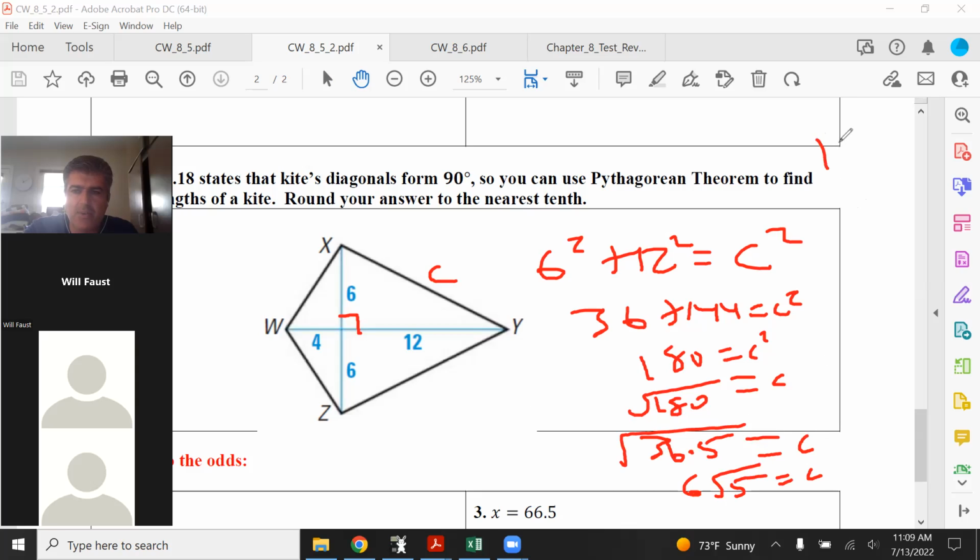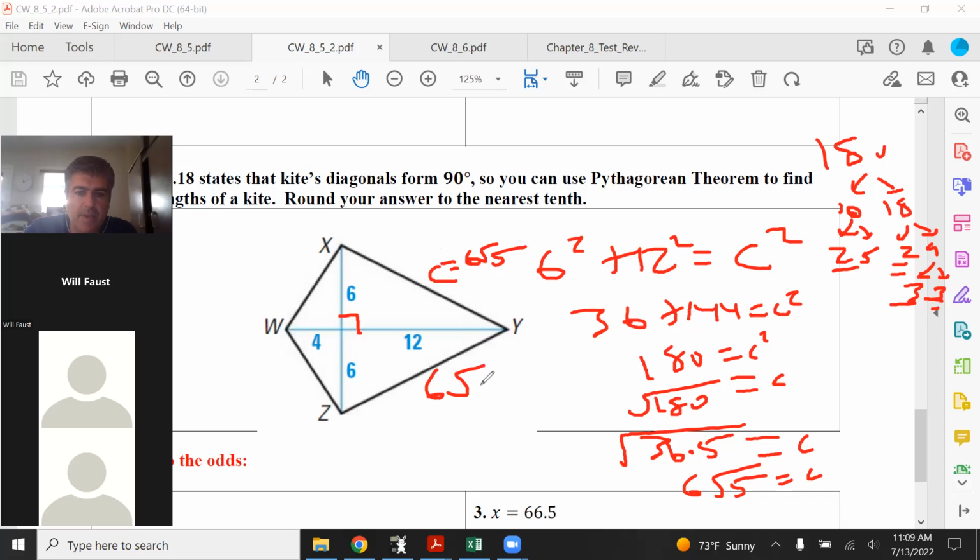Again, you could do a prime factor tree if you simplified it. 10 and 18. 2 and 5. 2 and 9. 3 and 3. So 2 and 3, and another 2, another 3. That's how you get 36. And 36 is a perfect square. So that's 6 root 5. That's also 6 root 5.